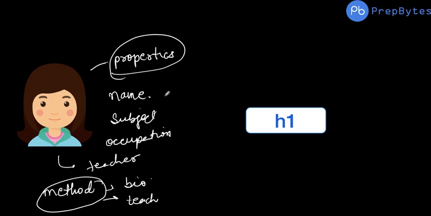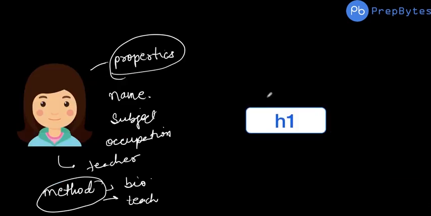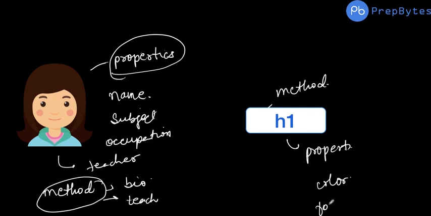So just like we had properties and methods here, we have h1 as the object. Everything that you see here will be an object, and everything will have certain methods and properties. So this h1 will have certain methods and certain properties. If you see, the properties could be color, it could be font size. So there are certain properties.